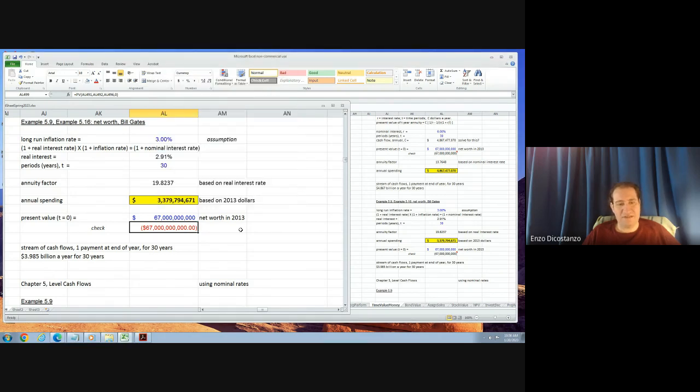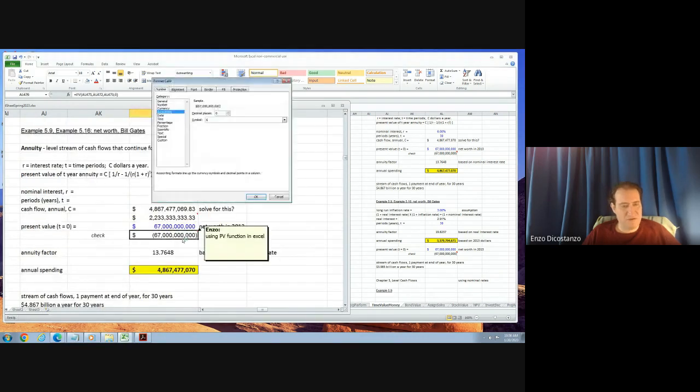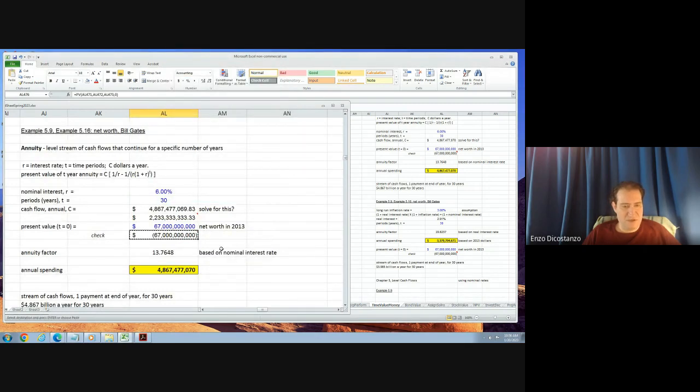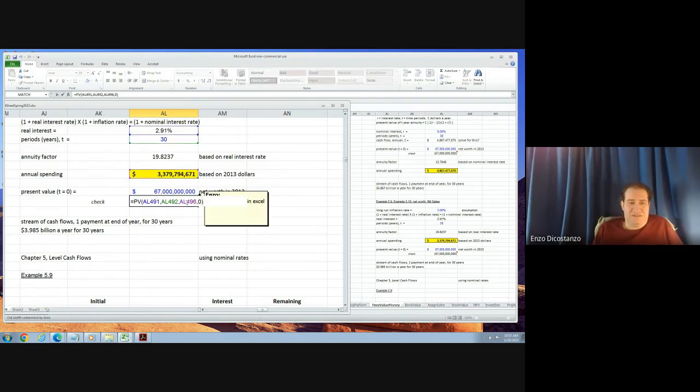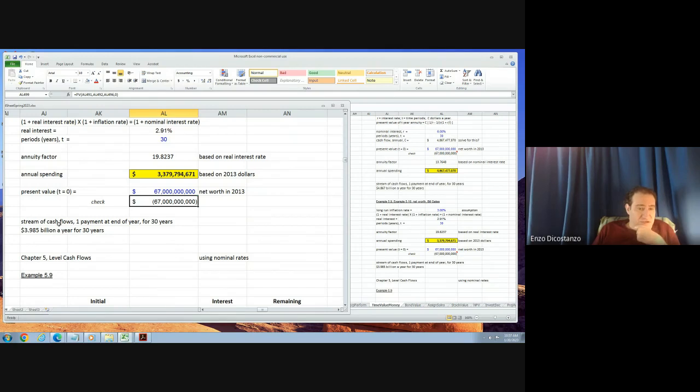Yeah, it's currency. Why is that currency? Is this currency? No, this is accounting. So copy. I don't know why it's doing that. There you go. All right, using the present value function to get your 67 billion back again. And then there's your conclusion.